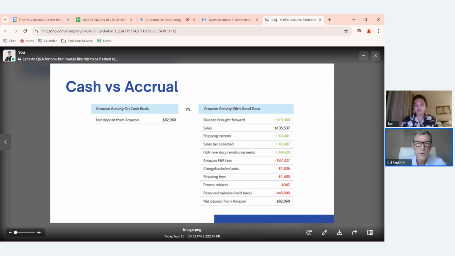Understood. So for the stakeholders in this e-commerce entity to really know what their profitability is, or not profitability, the accrual basis is critical to that process. It's the only way they can really get an accurate picture of what's going on in their business. Is that correct? Exactly. That is correct.